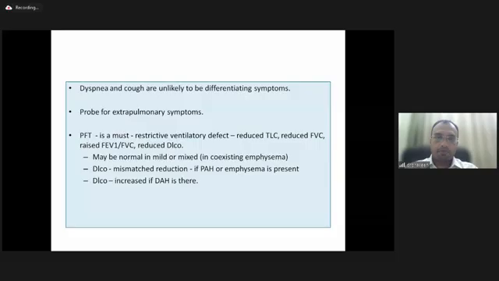And of course, PFT is a must. It shows a restrictive ventilatory defect with a reduced total lung capacity, reduced FVC, raised FEV1 by FVC ratio, and a reduced DLCO. Occasionally, the FVC may be normal in mild disease, or mixed disease, or in a patient with coexisting emphysema. And there could be a mismatched reduction of DLCO if there is pulmonary hypertension or emphysema, or sometimes it could be increased if there is a DAH.